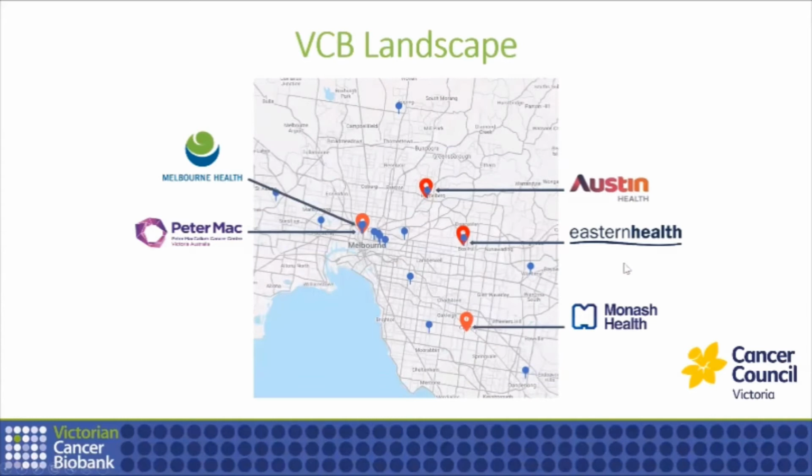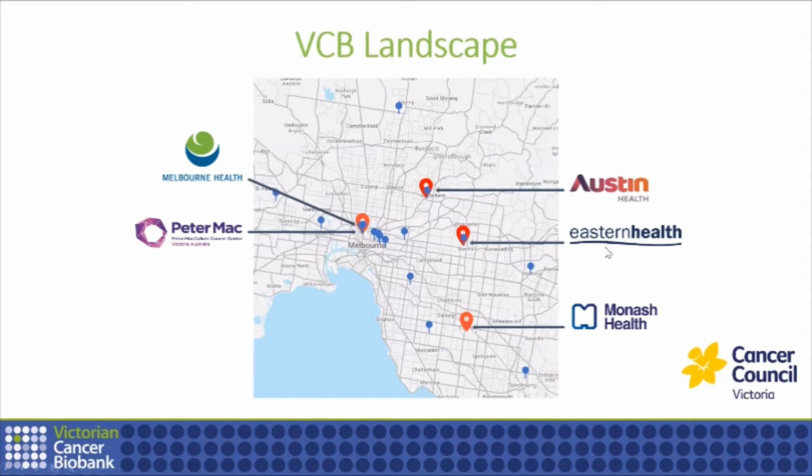A bit of a landscape of where we are. As I mentioned, we are a network, scattered across Victoria and metropolitan Melbourne. We have 5 biobanks that we partner with, and Cancer Council Victoria is the lead agency over the whole collaboration, and I'm based at Cancer Council Victoria. As you can see, the red marks are mainly the biobank sites, and the blue ones are satellite hospitals that also have the capability to bank specimens. But of course, the main activities are based at the 5 partners.